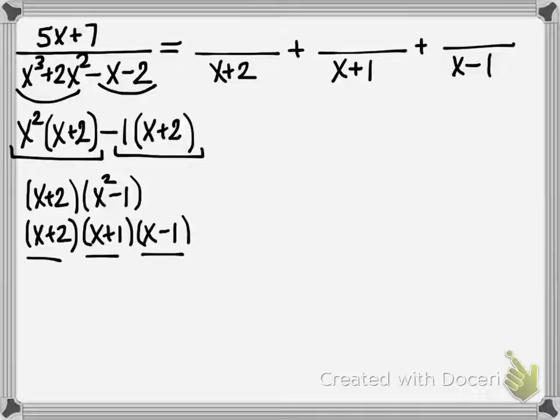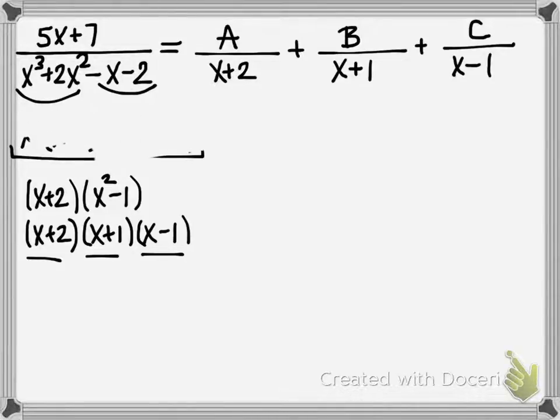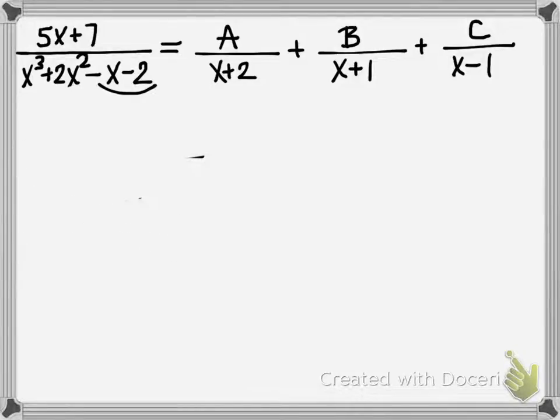So my unknown is the numerator, which I'll just call capital A. So A will be divided by x plus 2. My second unknown is capital B, divided by x plus 1. And my third unknown is capital C, divided by x minus 1. So now we're going to proceed as if we're just adding the fractions on the right-hand side.